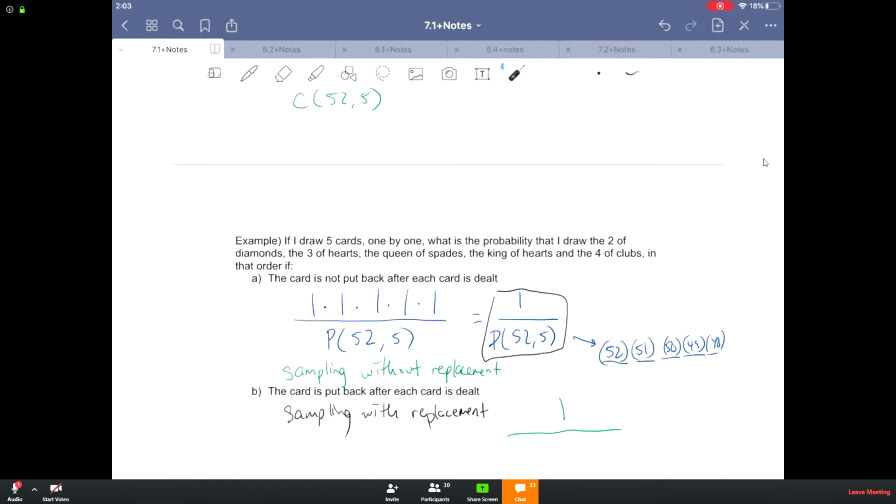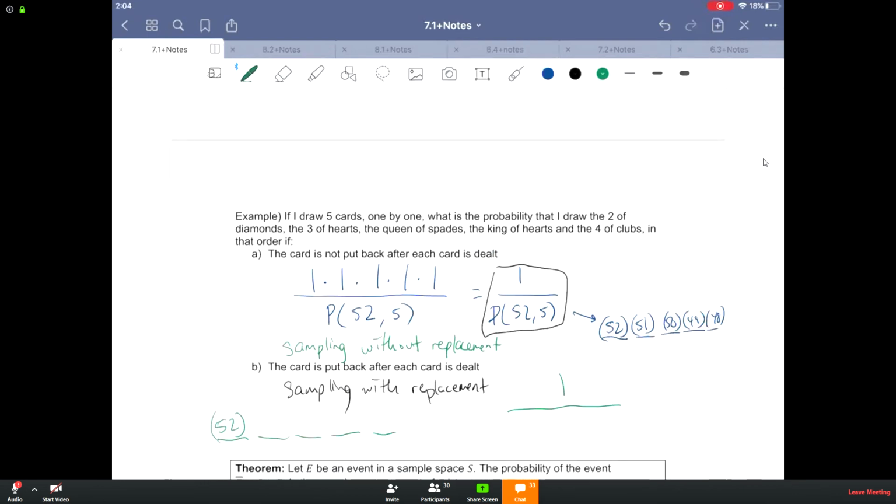Because the way I wrote this out up here, you had 52 options, 51 options, then 50, 49, 48. Well, in this case, I give you your first card, you have 52 options. But remember, we're putting that card back. So when you put it back, you again have another 52 options. So you get 52, 52, and 52. So this is 52 to the 5th power, and that should be even smaller than the one before.